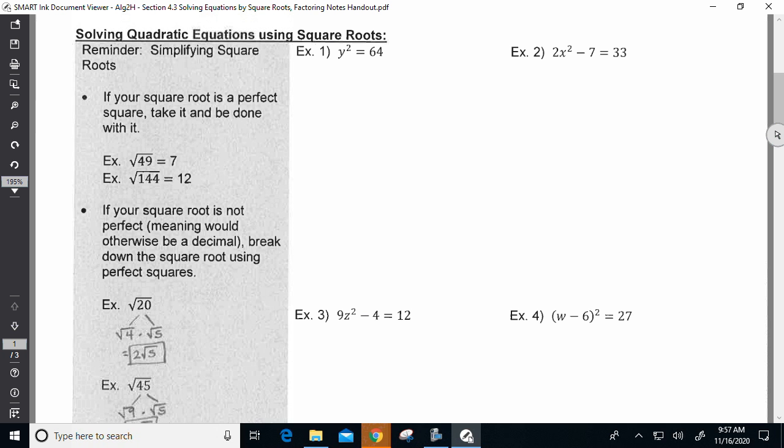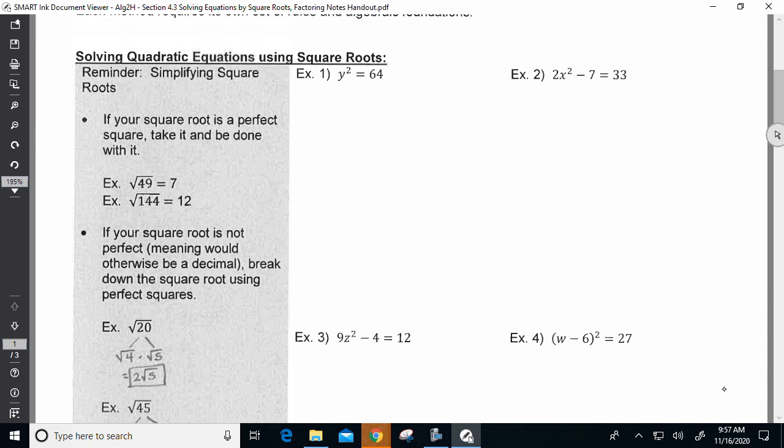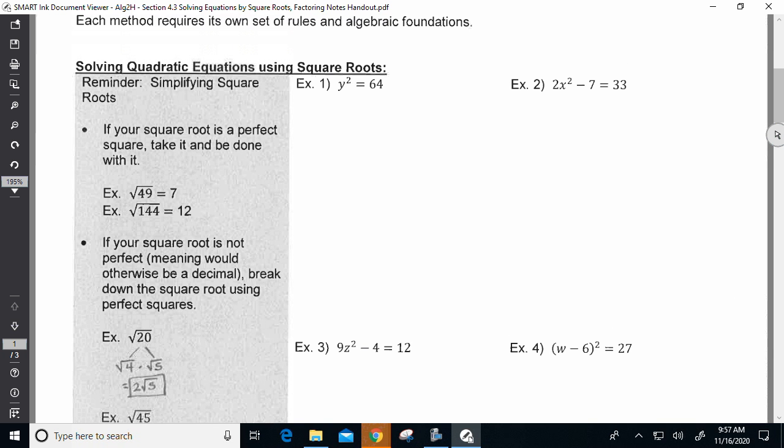So, solving equations with square roots, that's where we're going to start. When you are solving an equation using square roots, you either have a variable squared equal to a number, or some quantity squared equal to a number. Those are the general setups that the problem would take and lends itself to square roots.